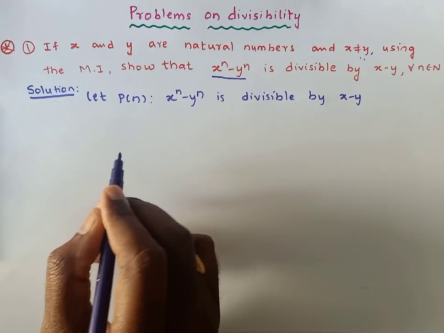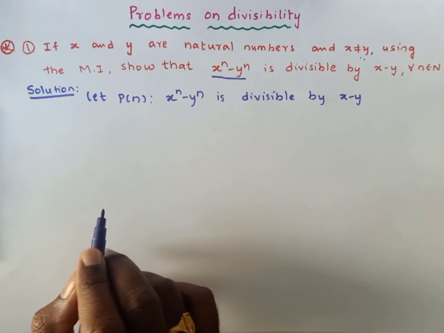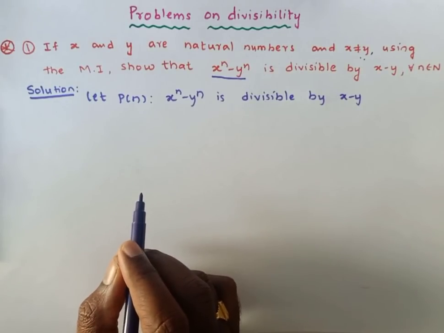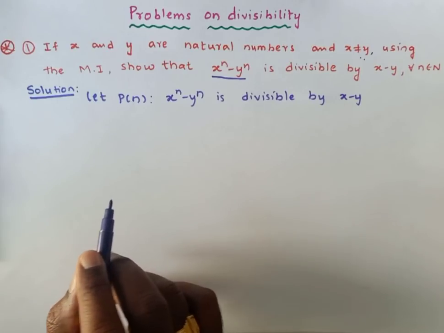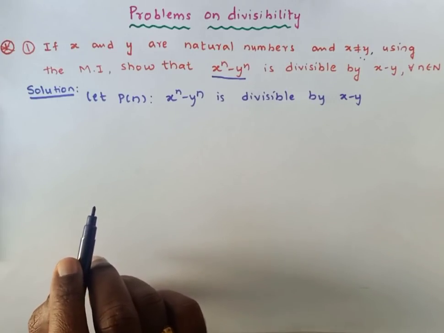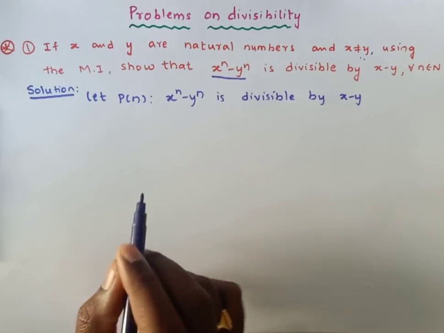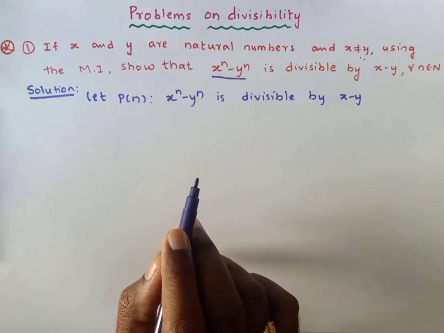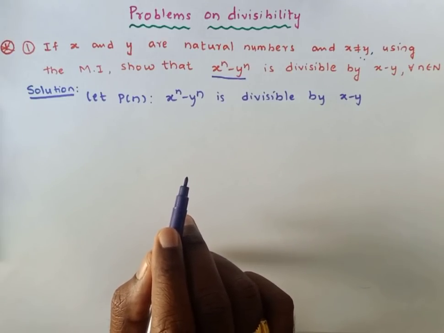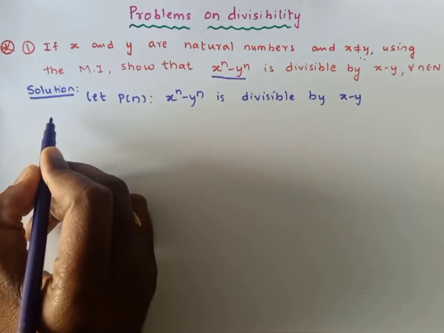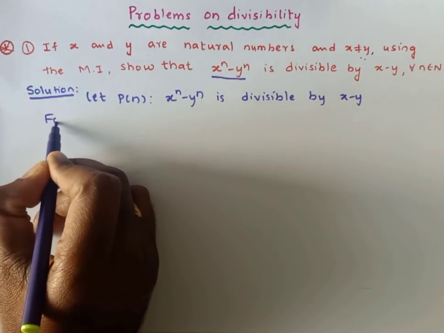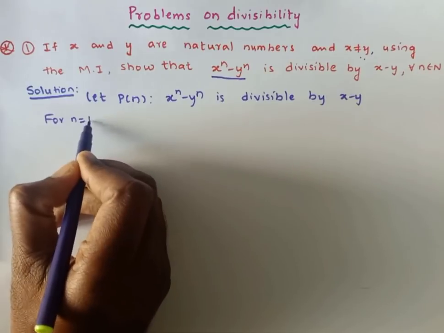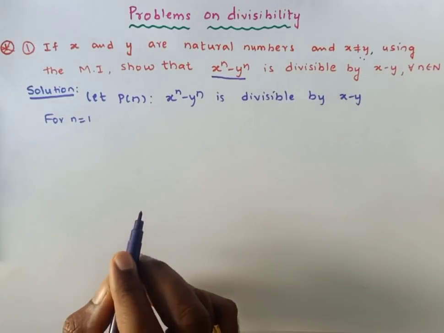Okay, we know how to use our mathematical induction. First, the basic step: for n equals 1, whether the statement is true or not. Second is the assumption. By using that assumption, we need to show the given statement is true for k plus 1, right? So first, for n equals 1, you need to show the statement is true here.